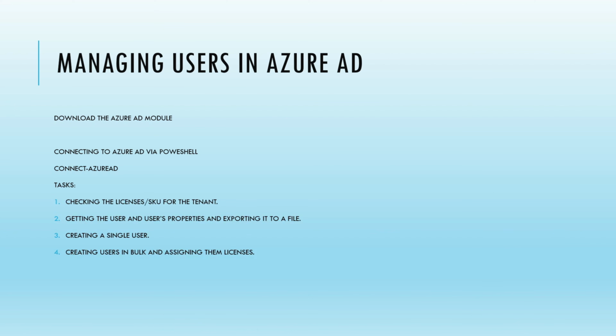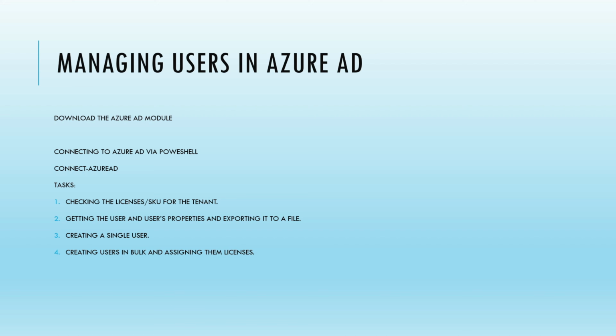So this finishes up our first part of how to manage Azure AD via PowerShell. So far we installed the Azure AD module, we connected to Azure AD, we checked the licenses or SKUs in our tenant, and we checked how we can get the user and user properties in Azure AD. We also exported it to a file in CSV format. Then we created a single user. After that, we created users in bulk and assigned them licenses.